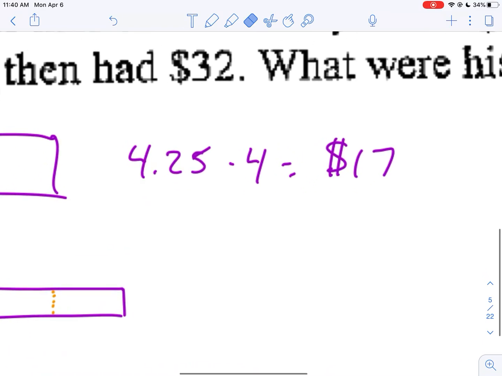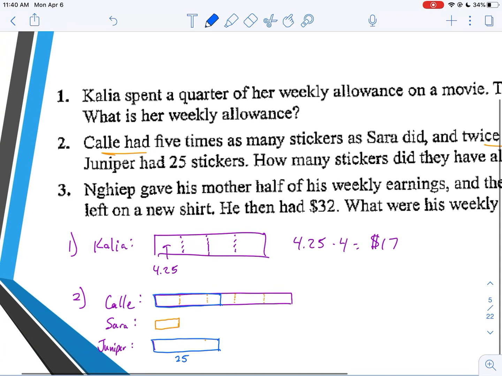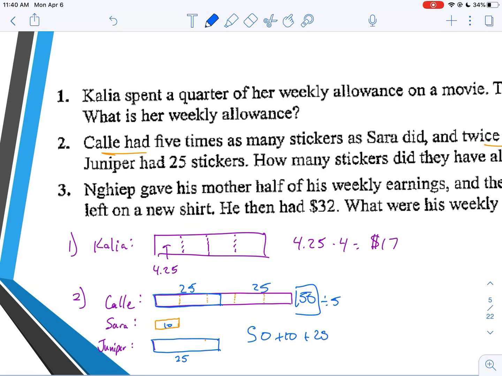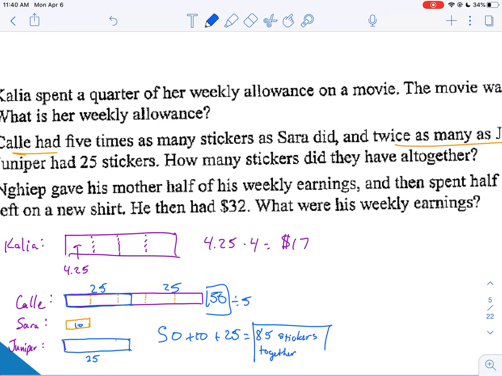Juniper had 25 stickers. How many stickers did they have all together? So Juniper here has 25, which means Callie up here had to have 50. And when I divide that by 5, that means Sarah has to have 10. How many did they have all together? So Callie has 50, Sarah has 10, Juniper has 25. So 50, 60, 85 stickers together.